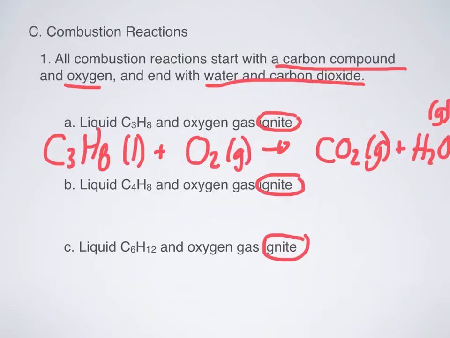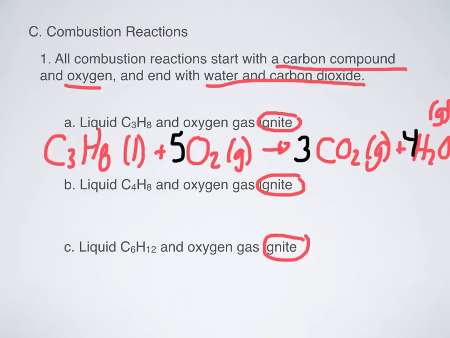Now I should probably try to balance this. All right, so let's balance this equation. So I will put a 3 here, and then I would put a 4 here. And then I'd have to add up all of my oxygens, so 8 and 6, and so I guess I would probably have a 5 here. And that would be my balanced equation for liquid C3H8 and oxygen igniting to form carbon dioxide and water.